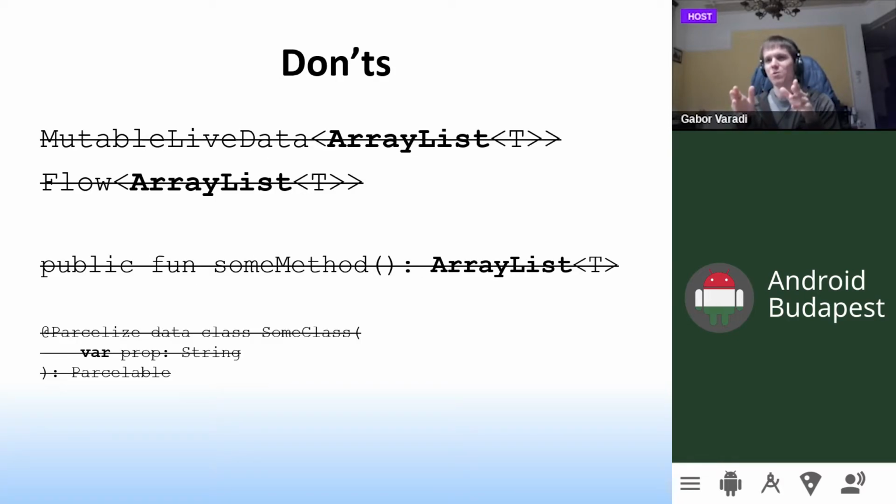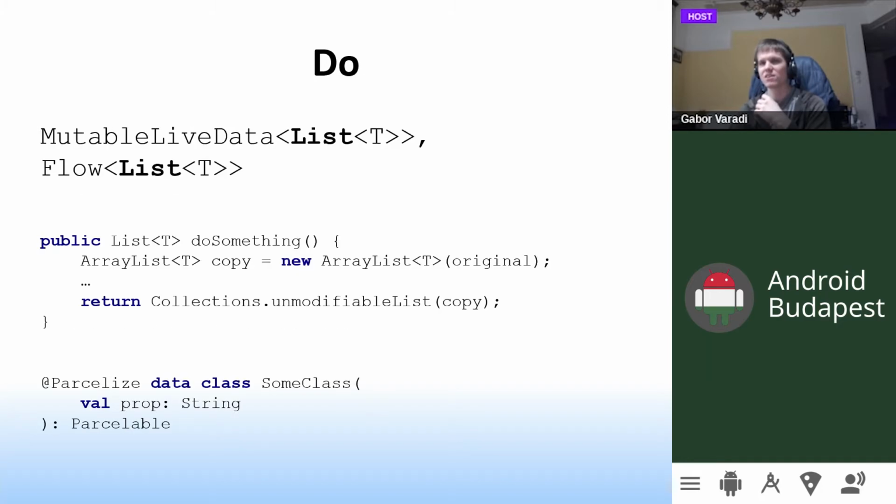So don't expose an ArrayList in either a flow or a MutableLiveData or an observable. Just don't. And what's also important is do not expose ArrayLists as the return type of a public function, for example, because that can be mutated and you cannot know if this is internal state of the class. And something that also can cause a lot of bugs is using mutable variables inside Parcelable objects.